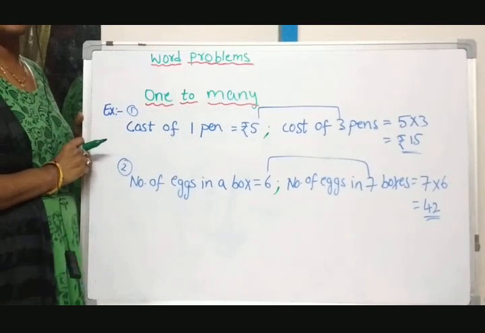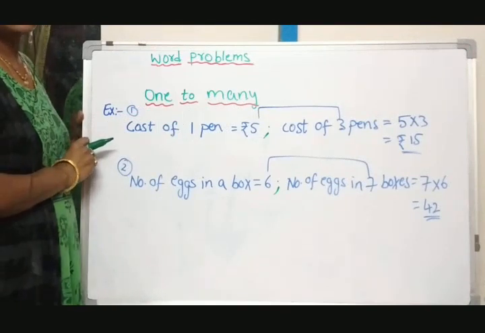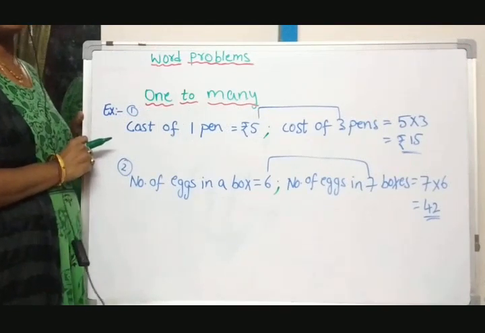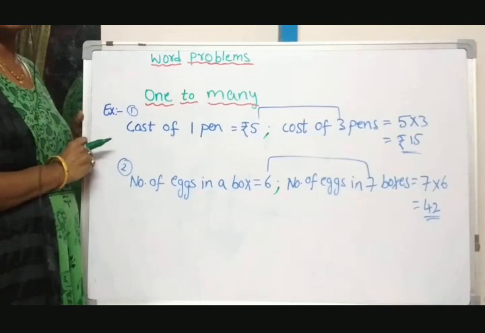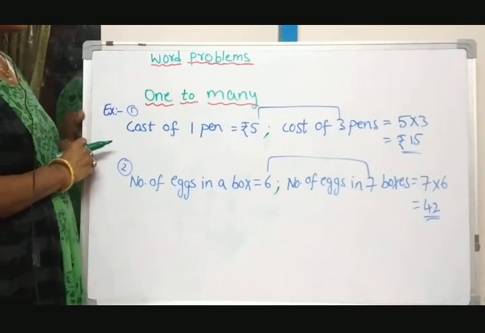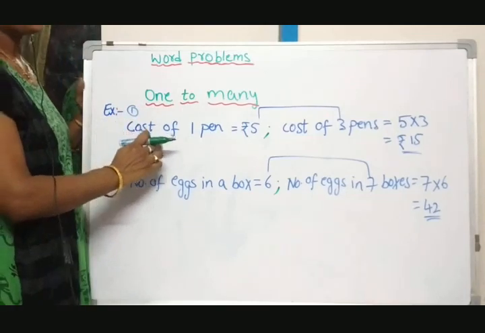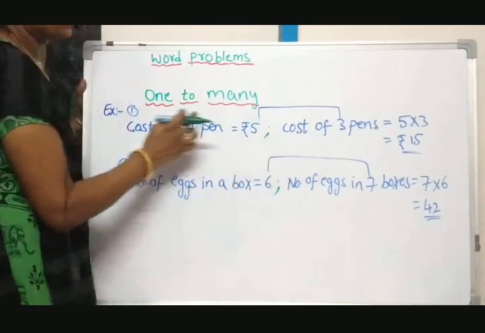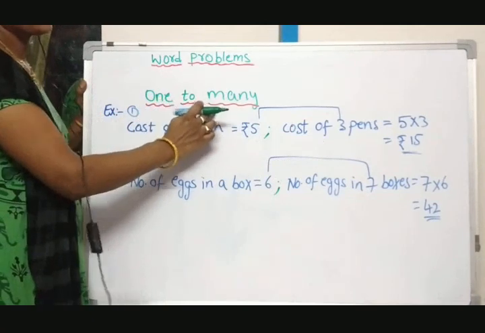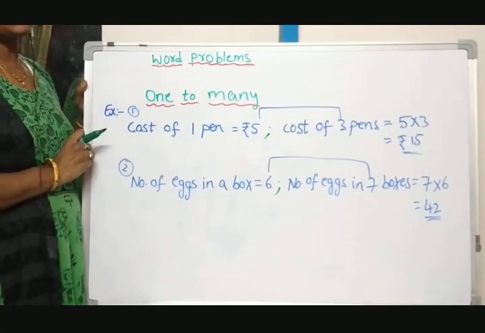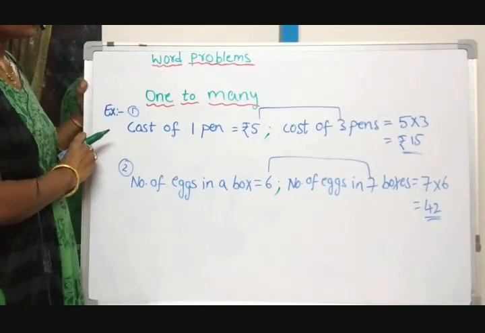In a few word problems, we will not find the suitable keywords. So at that time, we have to read the story sum once again and understand. They give the information for one and ask you to find for many. If the relation is one to many, then we have to use the operation multiplication.